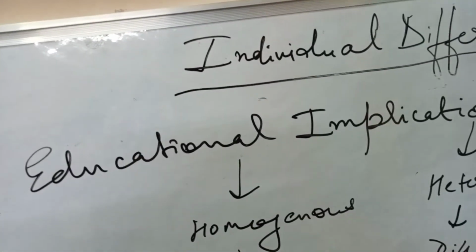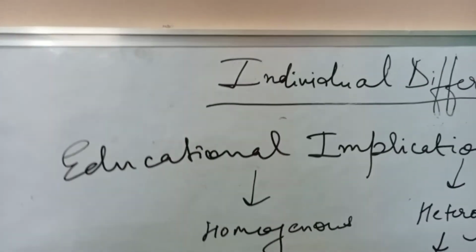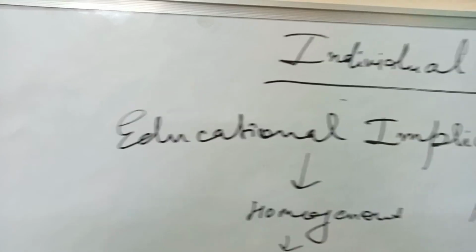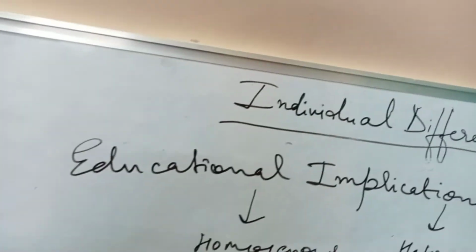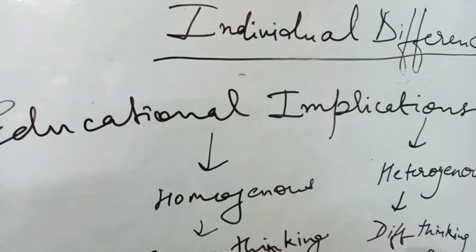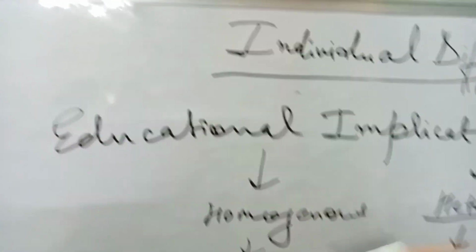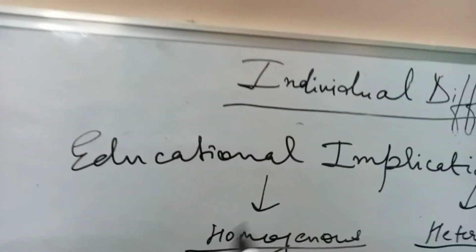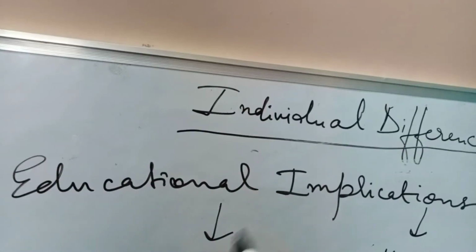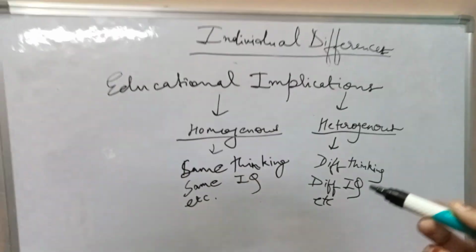In homogeneous grouping, students with the same backgrounds and all the same categories are grouped together and taught by a teacher. That should be done by the teacher. For heterogeneous grouping, students with different thinking, different IQ and different backgrounds should be grouped together. In homogeneous grouping, same-category students are put together, and different-category students are put in heterogeneous grouping.